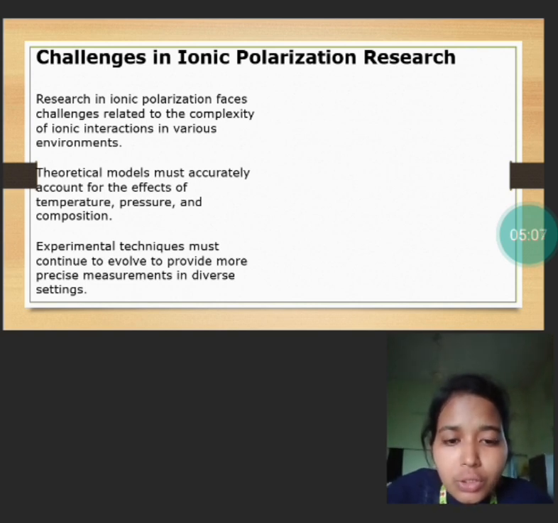Challenges in ionic polarization research. Research in ionic polarization faces challenges related to the complexity of ionic interactions in various environments. Theoretical models must accurately account for the effects of temperature, pressure, and composition. Experimental techniques must continue to evolve to provide more precise measurements in diverse settings.